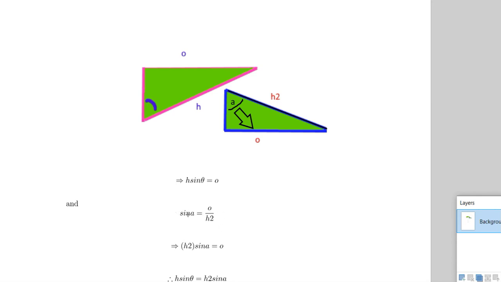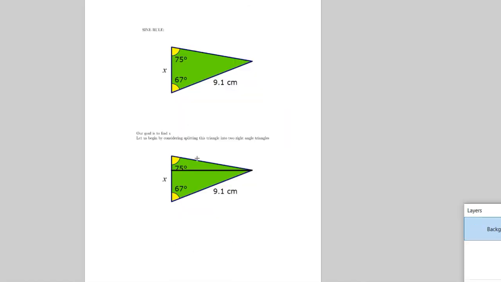Again, if I multiply both sides by h2, I get h2 sine A equals O. They are both equal to O. That is what is fundamental here. That equals O, and so h sine theta equals O there, but also h2 sine A equals O. And that makes sense in terms of logical thinking. I drew one line, so this triangle's bottom part is equal to this triangle's top part.